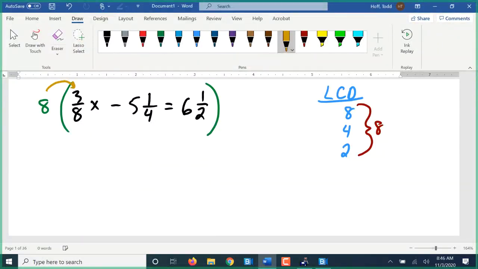So 8 times 3/8 x. Well, we'll make that 8 over 1. 3/8 x we write as 3x over 8. We can put the variable in the numerator if we want. 8 times 3x is 24x. 1 times 8 is 8. 24x divided by 8 is just 3x.